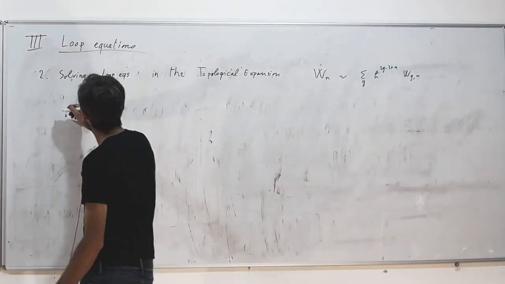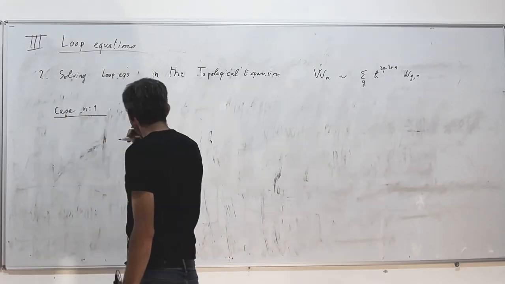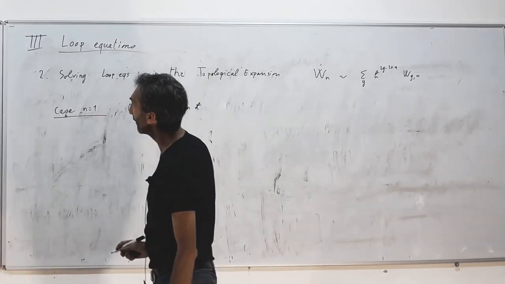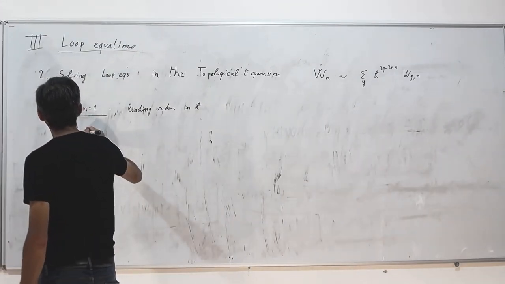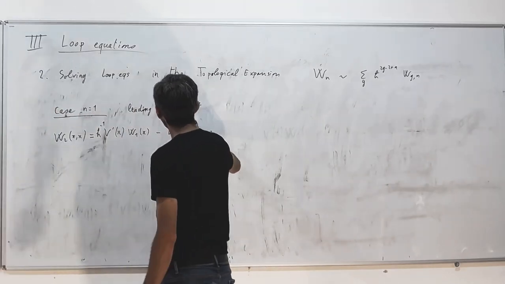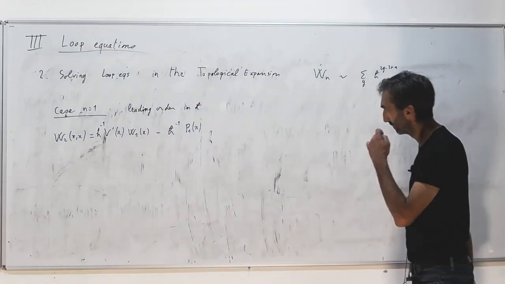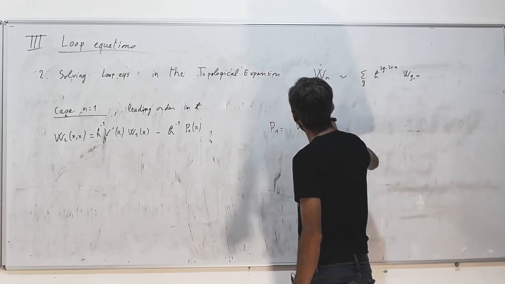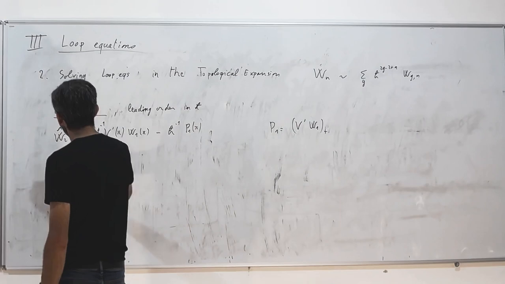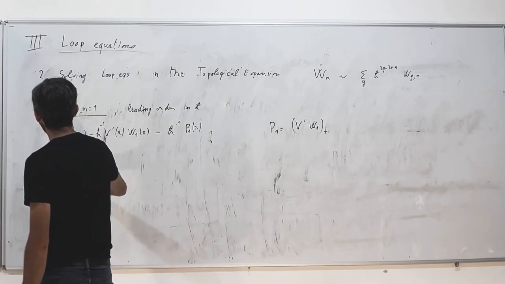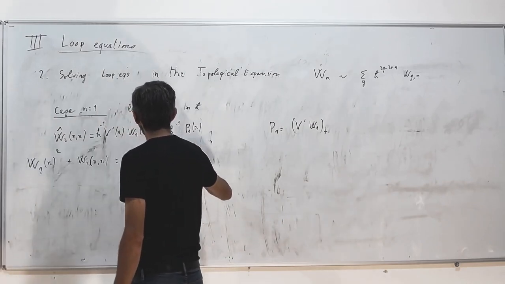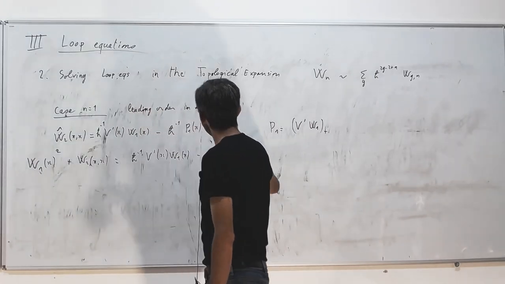So, case n equals 1 and leading order in h bar. First, in the case n equals 1, I told you that our relation was W2 of x, x equals V prime of x W1 of x minus h bar minus 1 P1 of x. And remember that P1 is V prime W1 plus. Now, this is W hat, and W hat is also W2, so it's W1 of x squared plus W2 of x, x equals h bar minus 1 V prime of x W1 of x minus h bar minus 1 P1 of x.